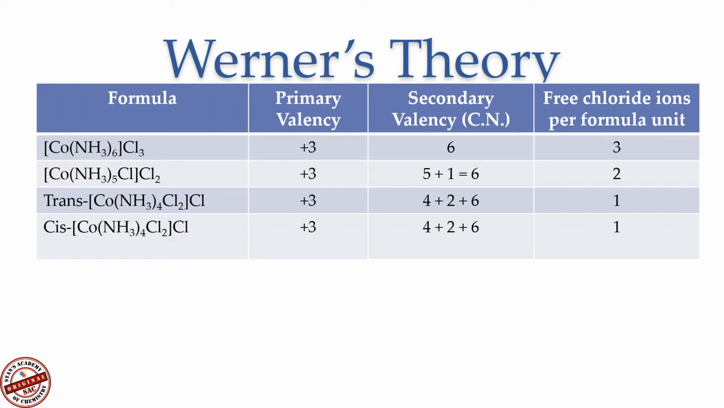So the last column is very obvious. The number of free chloride ions outside the coordination sphere in the first case is 3 chloride ions. In the second case, it is 2 chloride ions. Third and fourth, exactly the same formula, therefore 1 each.